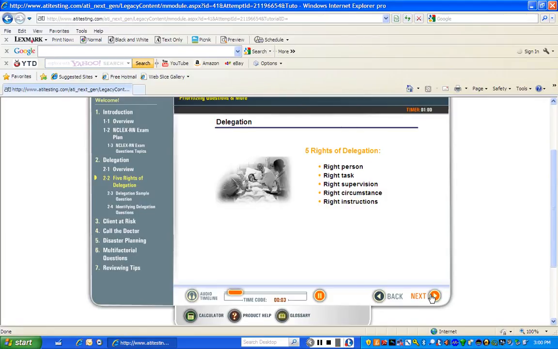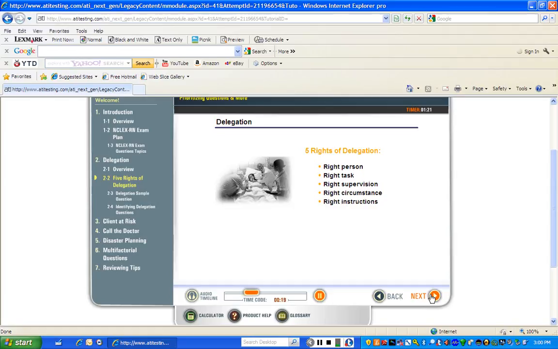When answering a question that requires the nurse to delegate, you need to consider what we will call the 5 rights of delegation. Right person. When considering if you are delegating to the right person, think of the roles and responsibilities of each member of the healthcare team.